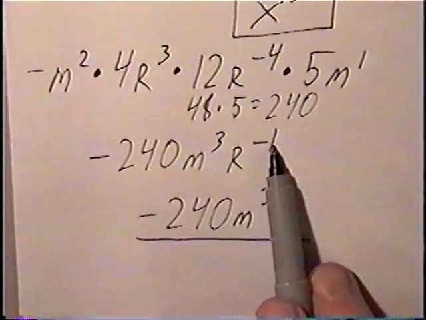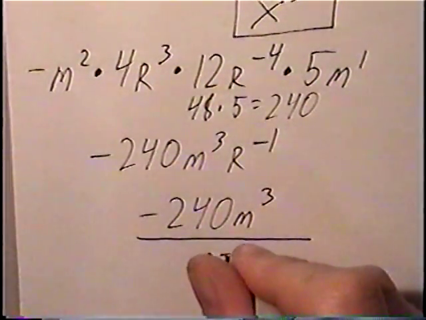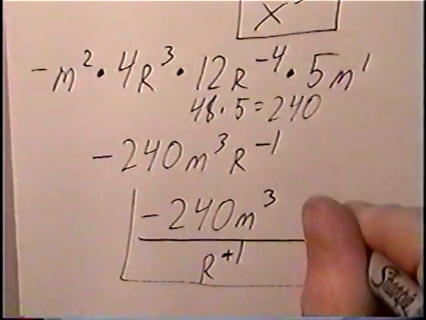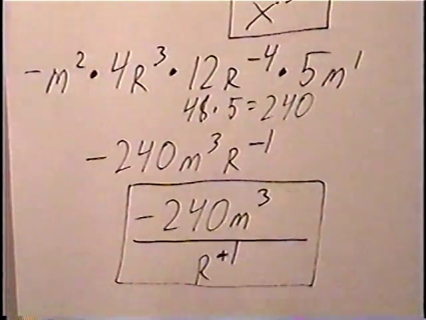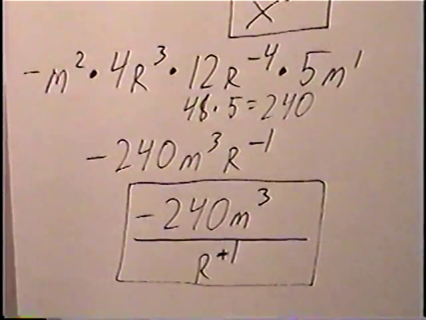R to the negative 1 has a negative exponent. We can rewrite that in the denominator using a positive 1 exponent. So our final answer would be negative 240 m to the third divided by r to the first power.